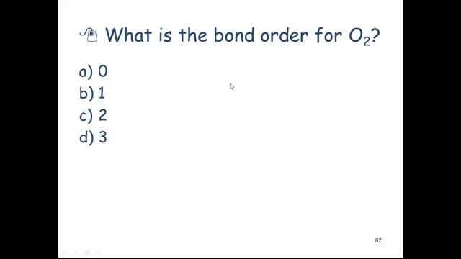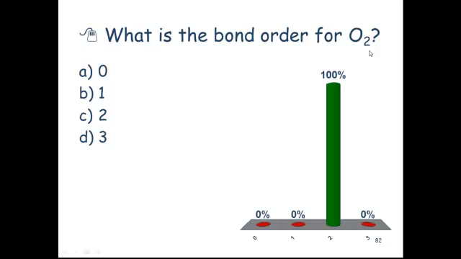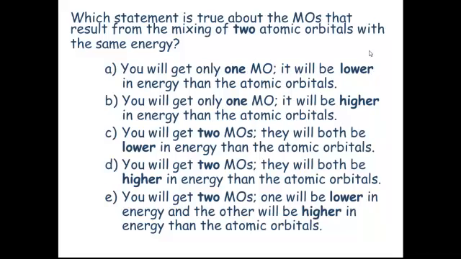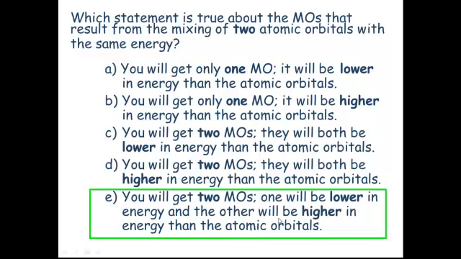So if you have to do the bond order for O2, you should say the bond order is 2. Which statement is true about the molecular orbitals that result from mixing 2 atomic orbitals with the same energy? You're going to get 2 molecular orbitals, one with a lower energy and one with a higher one. For example, we would label them sigma 1s and sigma star 1s.